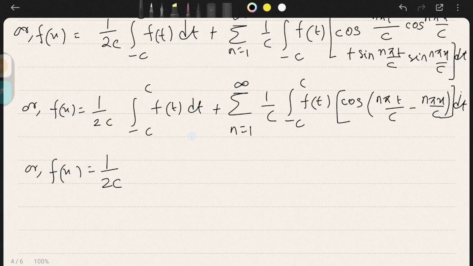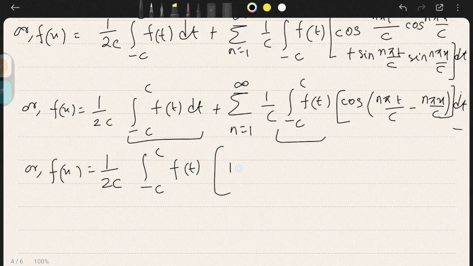So what do you see? Let's take f of t dt common. It is nothing but integral from minus c to c of f of t. When you take it common, it will leave 1 here, because 1 is multiplied to this, then we'll get this first term, plus 2 will be there, because when multiplied, the 2 cancels, 1 by c.